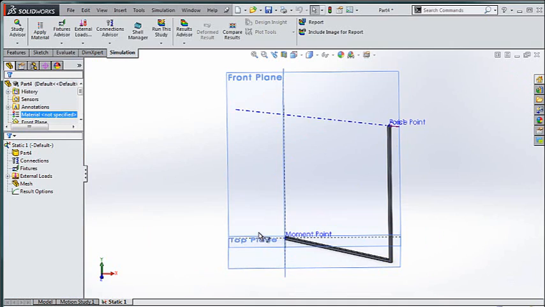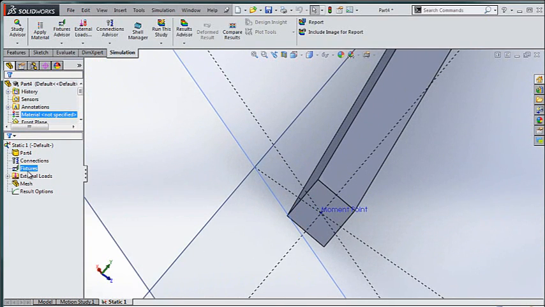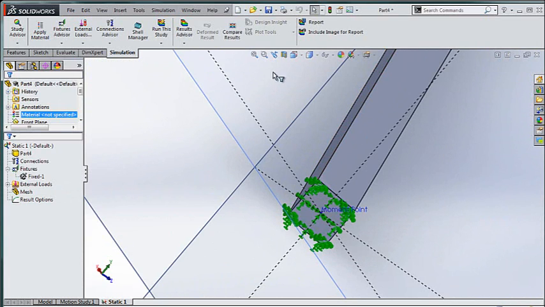Then I want to come over here and make sure the other side is fixed. So I'm going to come over here, Fixtures, Fix Geometry, and I'm going to select that whole face if I can get to it. Not the moment point. Just the face. Beautiful.